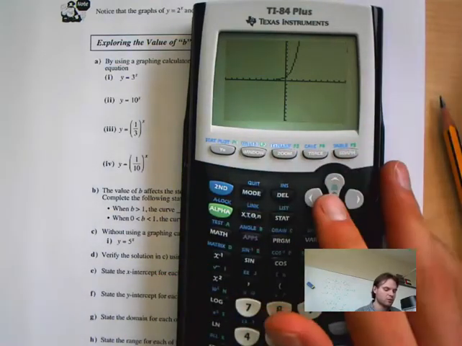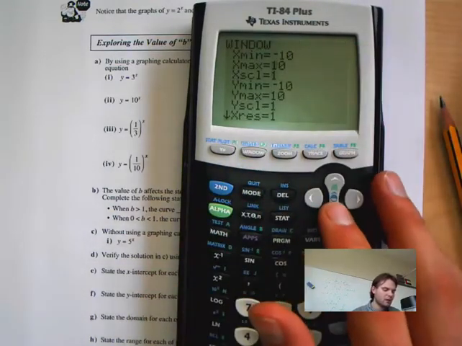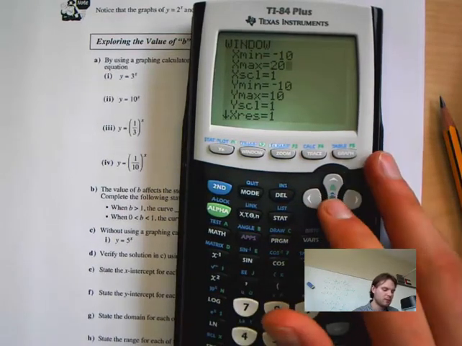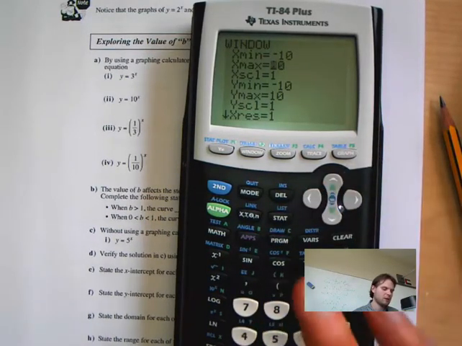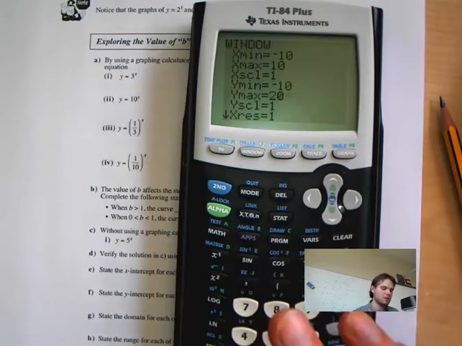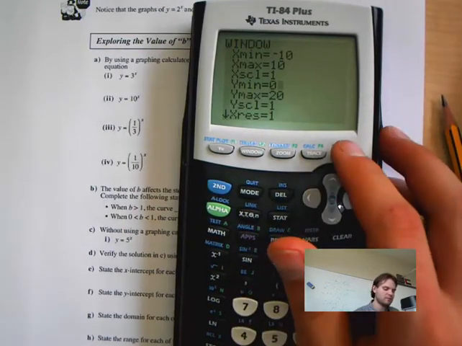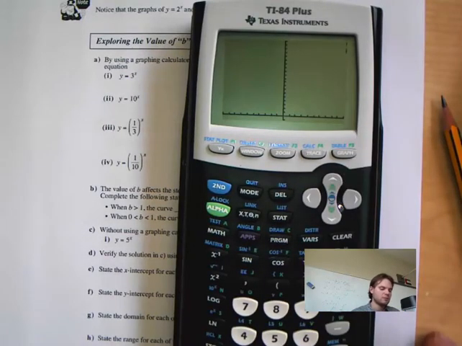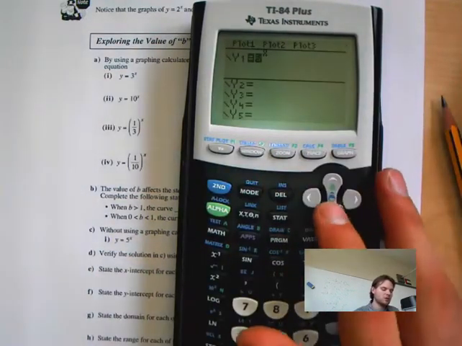I'm going to change my window. I'm going to put my x max to 10, my y max to 20, and I'm going to leave this at 0. I'll put negative, just so I can see everything. So now I can really see how it gets bigger and smaller. Now let's try the next one.